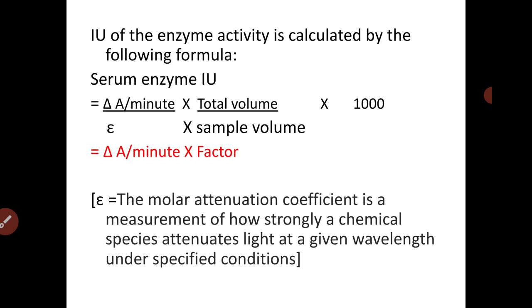They also provide the factor for the particular estimation. What we do is we program this factor in the semi-auto analyzer. So the semi-auto analyzer will measure the change in absorbance and multiply it by the factor we programmed before starting the estimation. So it will multiply this factor with this change in absorbance, and finally what we get is the enzyme activity in terms of international units per liter.